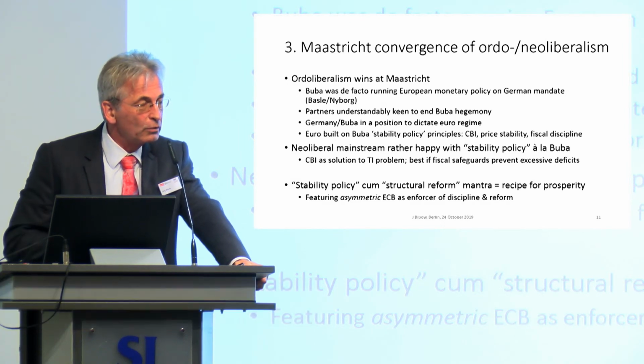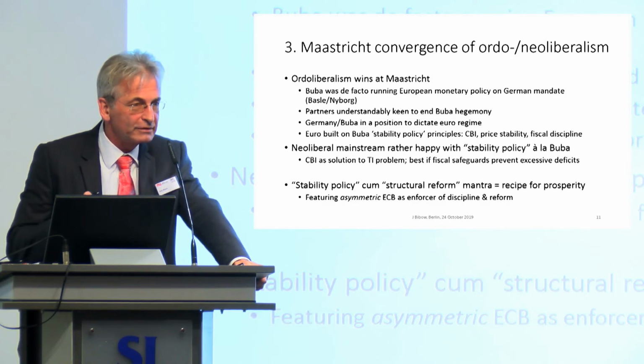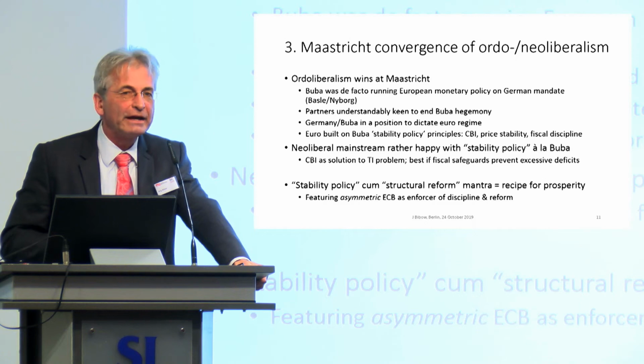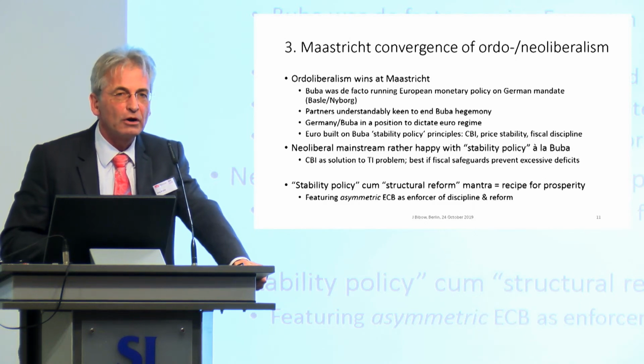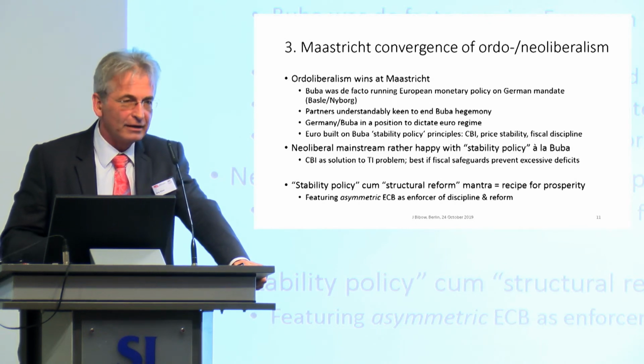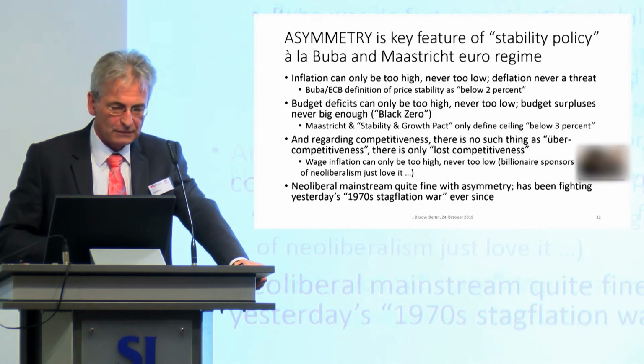And if you read the works of Ottmar Issing, he would tell you exactly that. The international economists had finally caught up with what German economists had always understood. Central bank independence, price stability, fiscal discipline, and then you're fine.